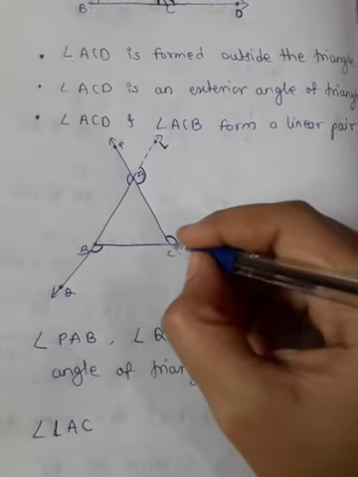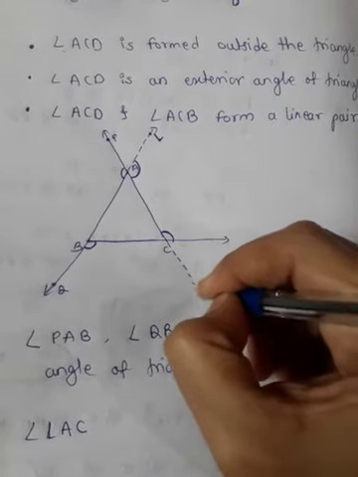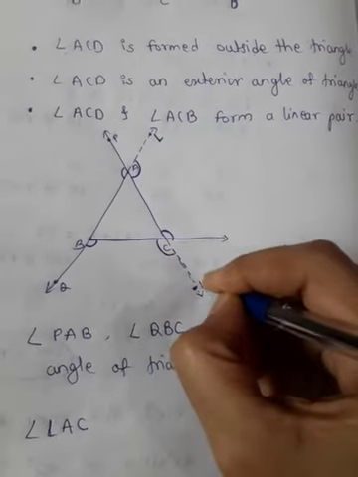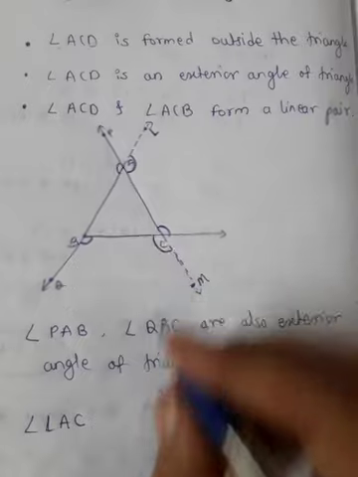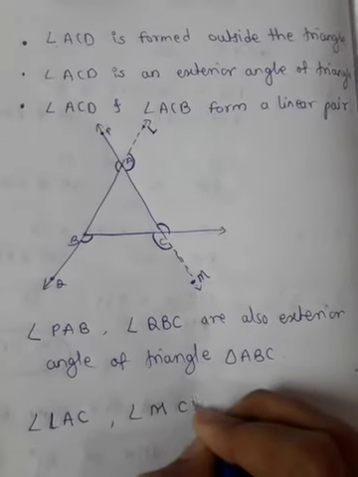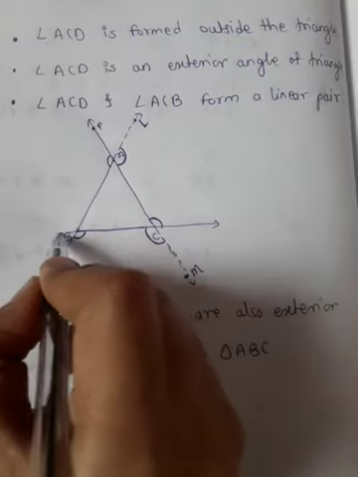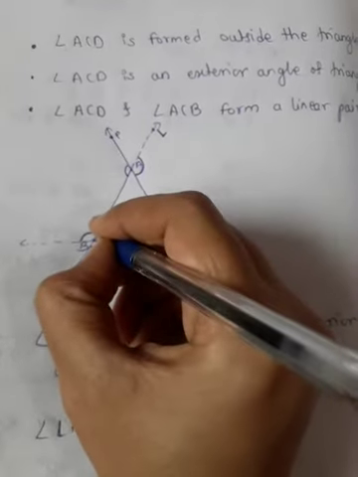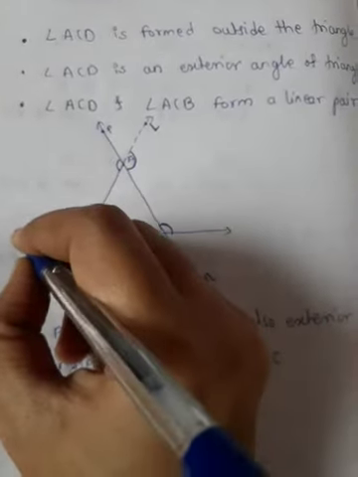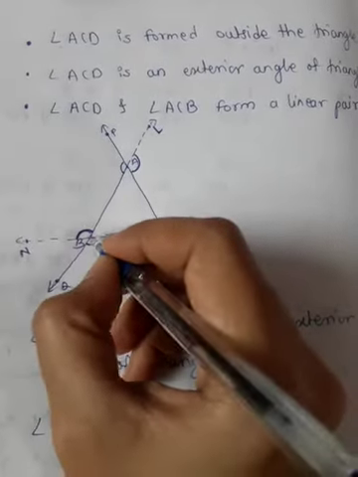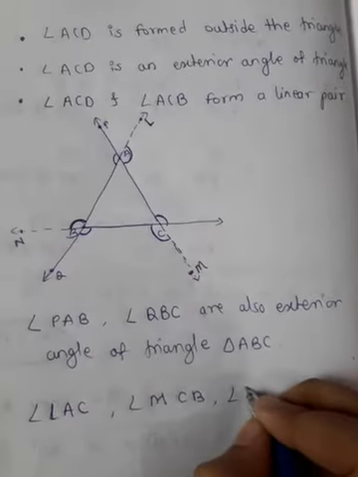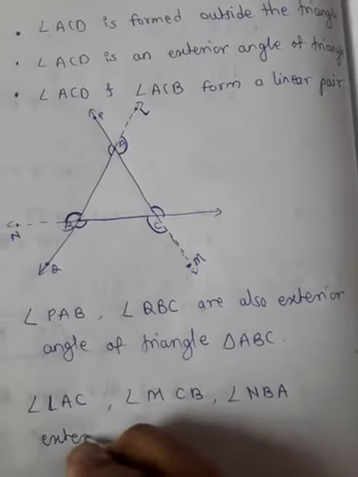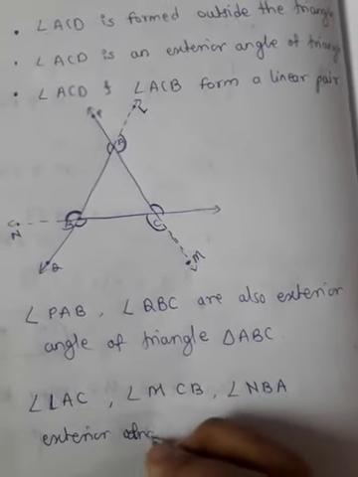If you extend side AC in this direction, you get one more angle, name the point M, that is angle MCB. And if you extend this side in this direction, you get one more exterior angle, angle NBA. So these are also exterior angles of triangle ABC.